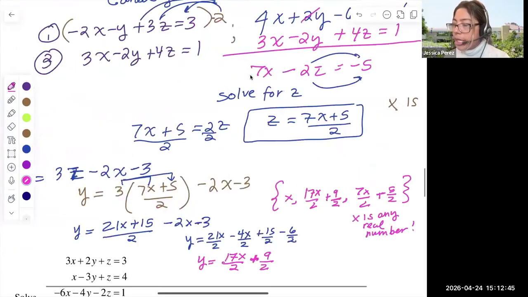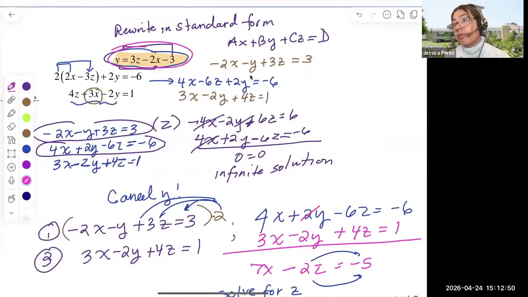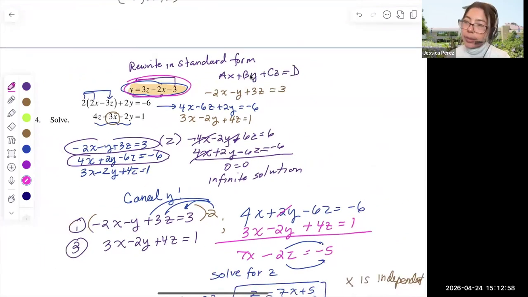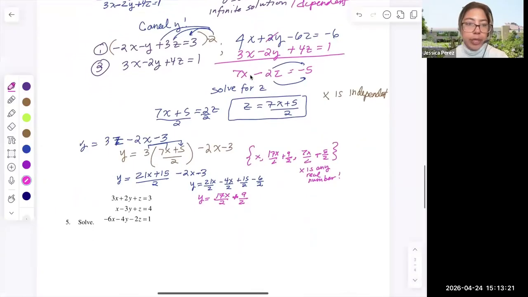So you kind of get an idea once you already have a variable. See how this y is already kind of solved for in terms of other variables? That kind of gives you a hint. Make sure that you rewrite this in standard form and be able to identify what are the steps you need to do. And once you get a 0 over 0, you know that you're going to have an infinitely many number of solutions or a dependent system. So it'd be dependent. And that is solution number 4.